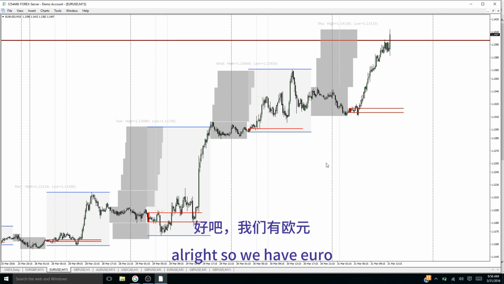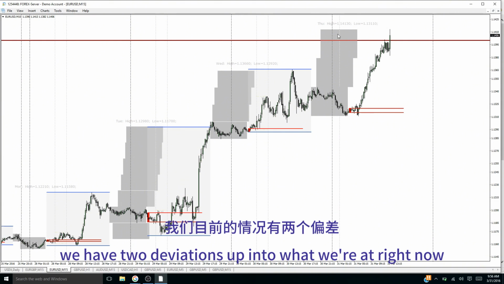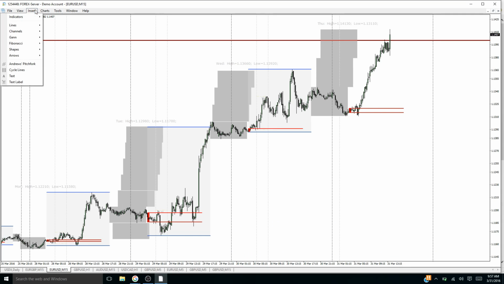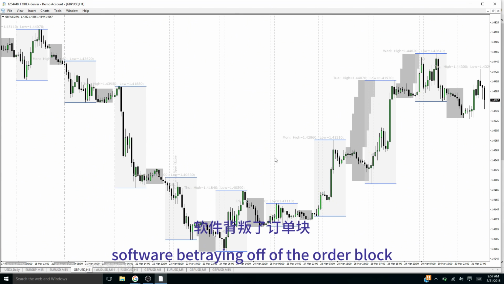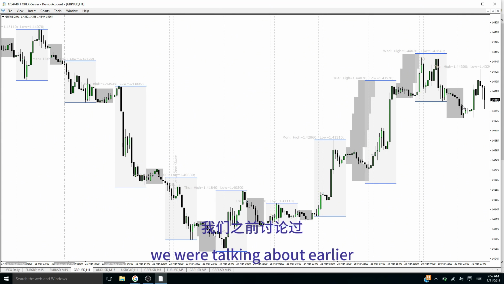All right, so we have Euro. We have two deviations up into where we're at right now. Time of day is 10 o'clock in the morning. Okay, ready to the pip. We have Cable, softer but trading off of the order block we were talking about earlier. Let's draw a line on it.